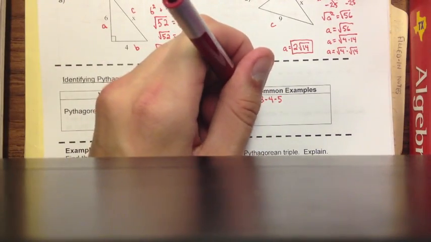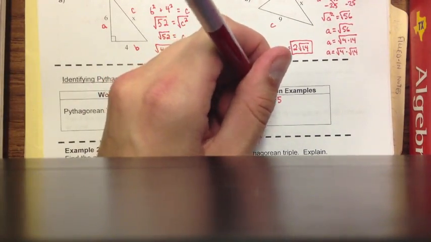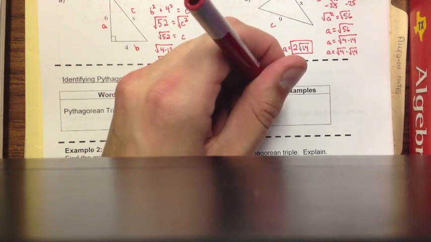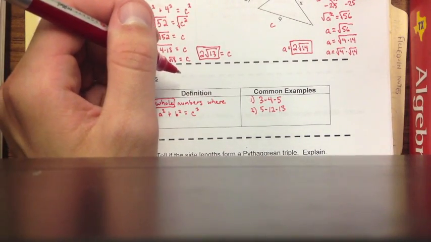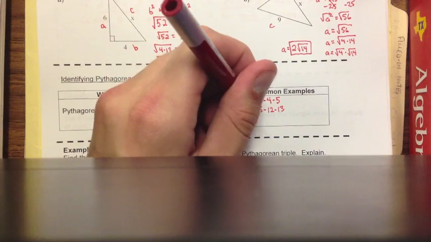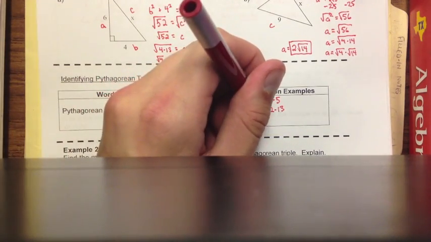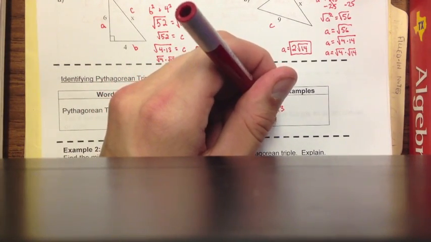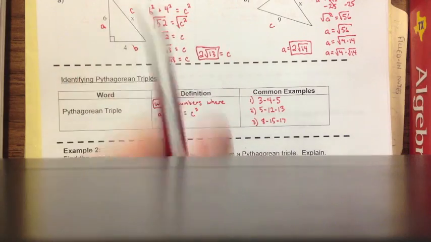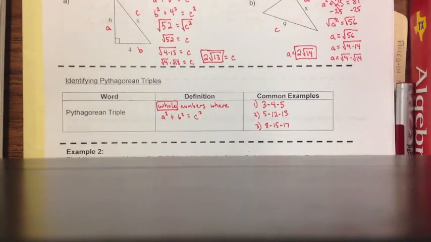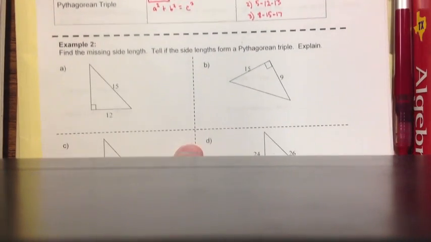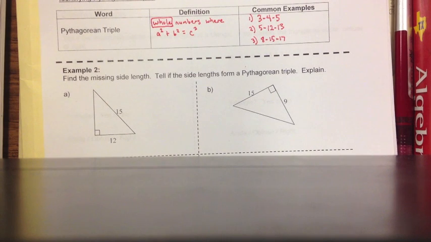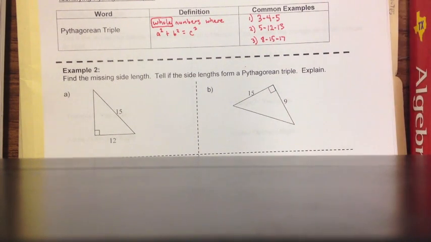One of them being 3, 4, 5. One of them being 5, 12, 13. And one of them being 8, 15, 17. If we were to actually do the math with those sets of values, we would get a right triangle.